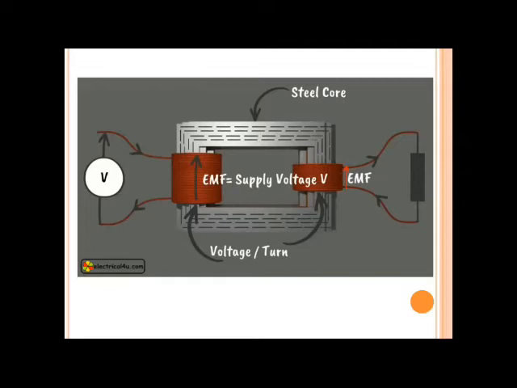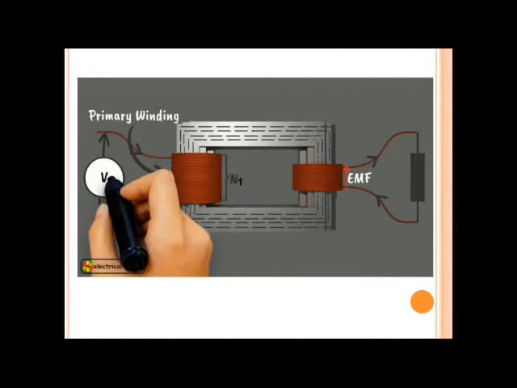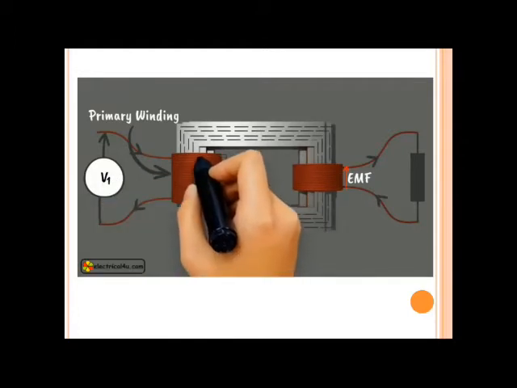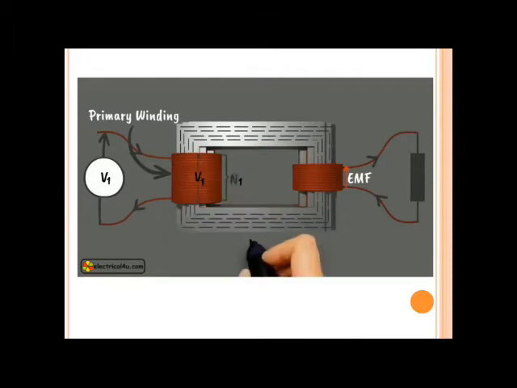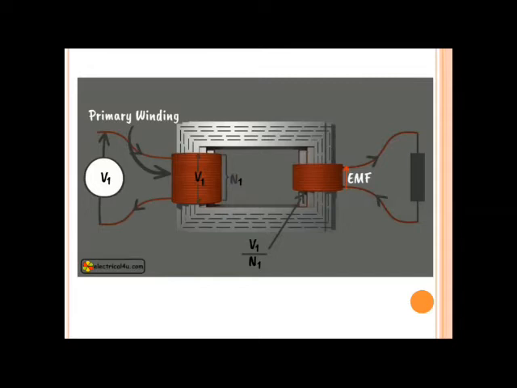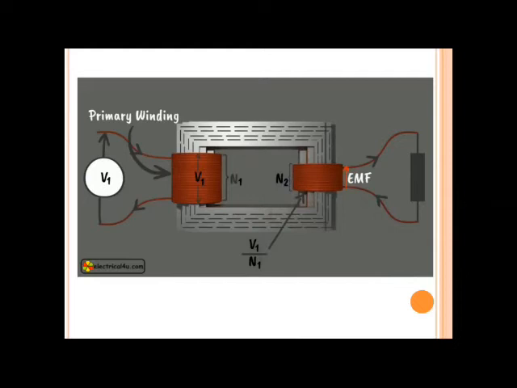This first winding is connected to supply. This is known as primary winding. So there is N1 number of turns in primary side with supply voltage V1. So the voltage per turn, that is V1 by N1 for the primary, will be equal to that of each turn in the secondary. So the total number of turns in the secondary is N2. So the total voltage induced in the secondary is N2 into V1 by N1.